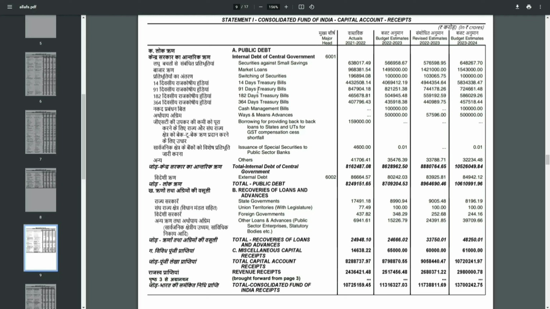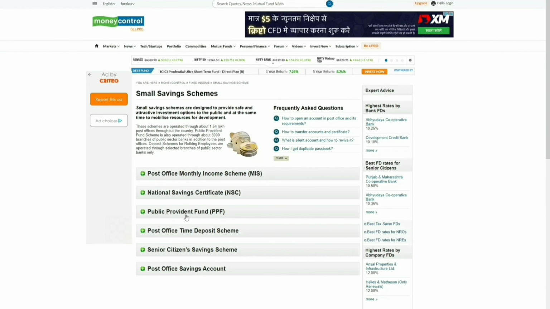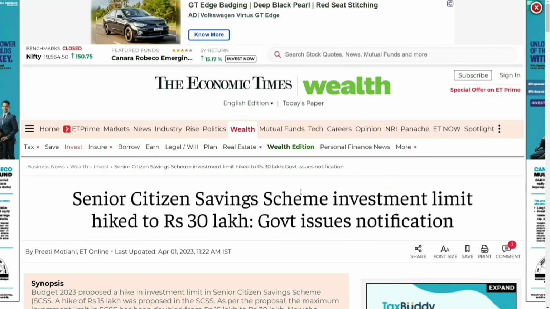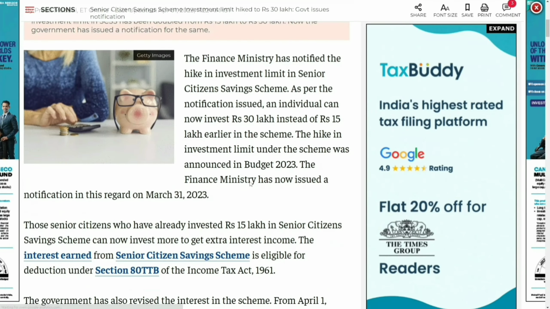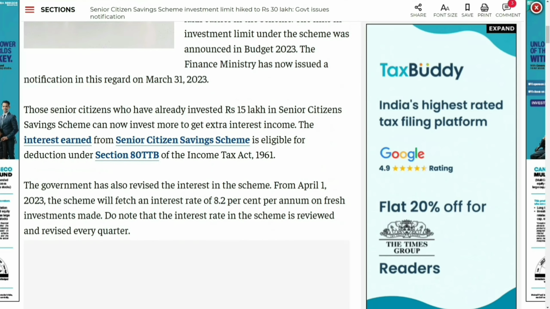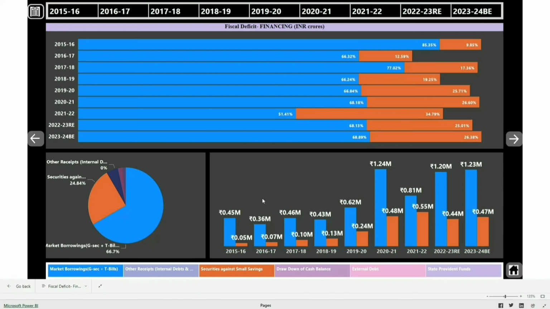Under capital account receipts, here you'll see 14 days, 91 days, 182 days, 364 days treasury bills, right? This is the amount being received from these bills. And similarly, the amount being received from small savings schemes. So now looking at the small savings scheme, these are the various small savings schemes. So recently for this budget, the government actually increased the interest rate for the senior citizen savings scheme to 8.2%. So we have covered market borrowings as well as securities against small savings schemes.